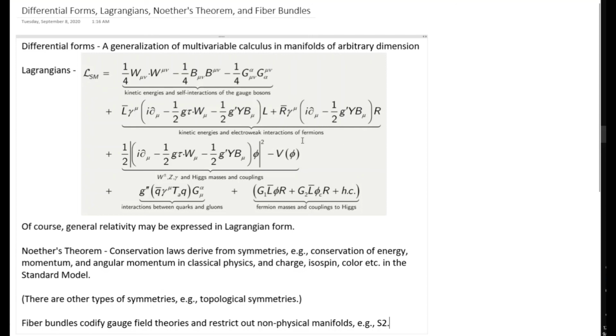Finally, this kind of formulation of an internal symmetry theory and a geometric theory like general relativity, they both can be codified in fiber bundle theory, which is a combination of geometry, algebra, and topology. And once you have this codification, you can begin to look for gauge field theories beyond the ones that we know. Or you can quickly ignore ones you shouldn't bother with, like the surface of a three-dimensional sphere called S2.